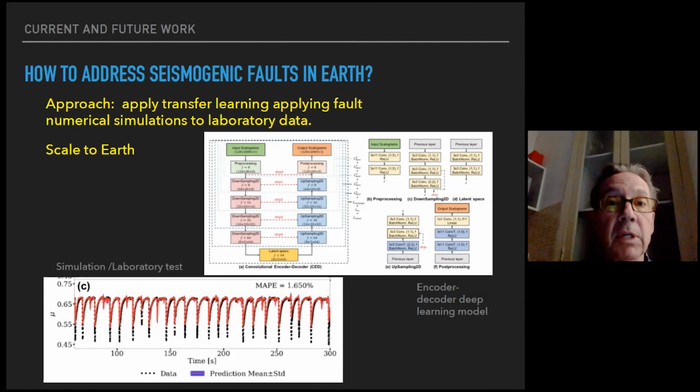We don't know if this is going to work. The Earth is really complex, much more complex than the laboratory. So it's hard to know whether this is going to work or not. But we're optimistic based on what we've seen so far that we'll progress on this problem. Next slide.